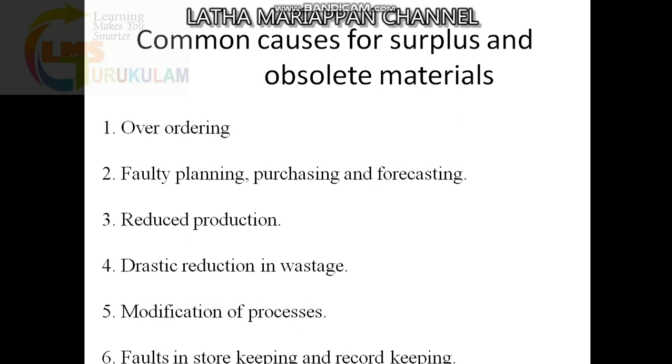Common causes for surplus and obsolete material, okay: over ordering, faulty planning, purchasing and forecasting, problem in forecasting, reduced production, drastic reduction in wastage, modification of your process, and fault in storekeeping and record keeping. So these are the causes for obsolete and surplus material.